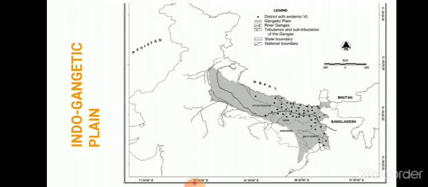Indo-Gangetic Plain. 3 Himalayan rivers, Indus, Ganga and Brahmaputra, form the Indo-Gangetic Plain. It is divided into 3 parts, the western part, the central part and the eastern part.